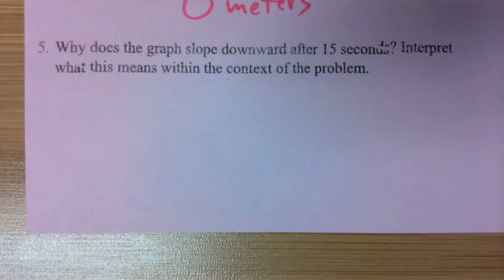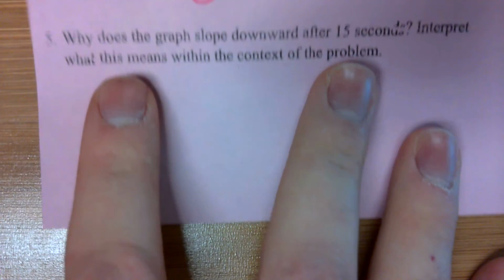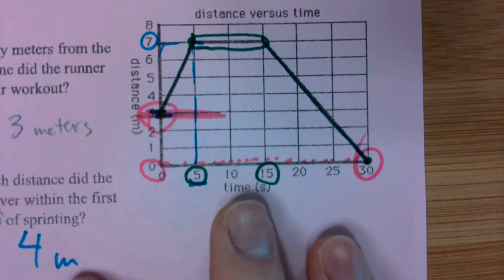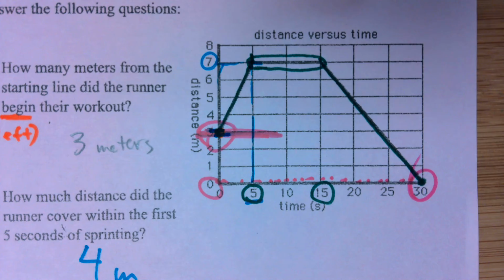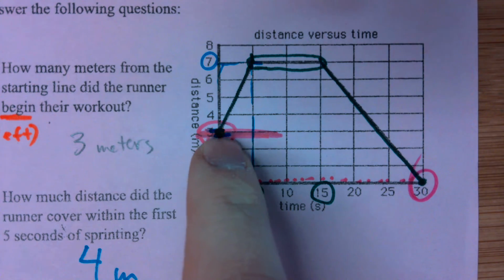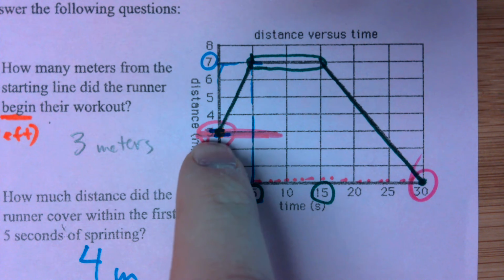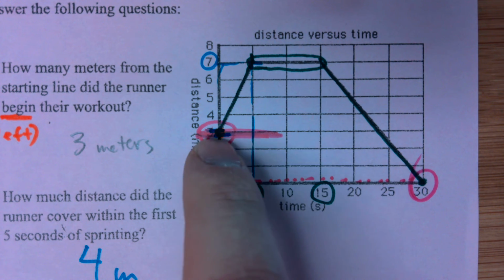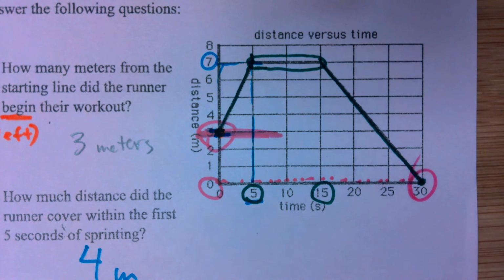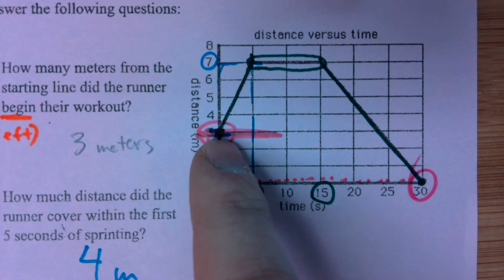Did anyone's group come up with something similar to that? Okay, good. Let's take a look at the graph. Here's what's happening in this graph. Let's take a look because it's a little confusing to understand. So let's talk through it real quick. This runner is starting their workout on the left side of this graph. The runner is starting right here, 3 meters from the starting line, right?